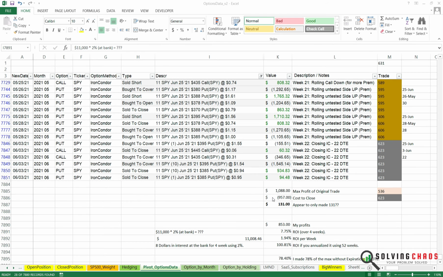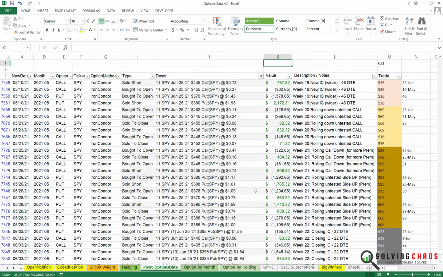Okay guys, now here's the part that you should pay attention to. What is the max profit of the original trade? Trade number 536. If you scroll back up, 536 is here. This is the max. It is a defined risk options trade. If the option expires worthless, I will keep all the premiums. I collected $1,088 up front.